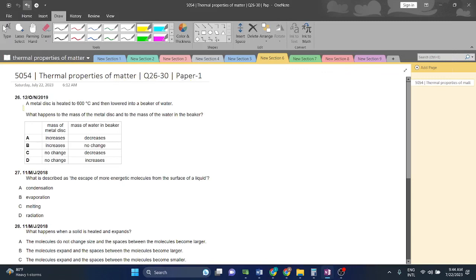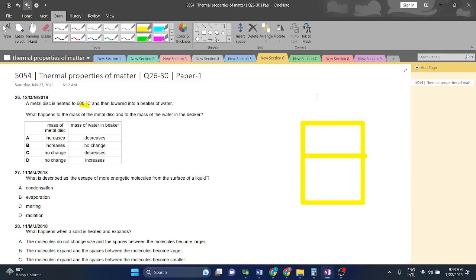Let's start. Question 26. A metal disk is heated to 600 degrees Celsius and then loaded into a beaker of water. एक beaker of water है और उसके अंदर एक 600 सेंटीग्रेड की metal disk डाल दी गई है, ठीक है ना? What happens to the mass of the metal disk and what happens to the mass of the water in the beaker? Acha, mass of the metal disk will not change because it is not changing any states nor is it evaporating. There is no way of the metal disk losing mass.